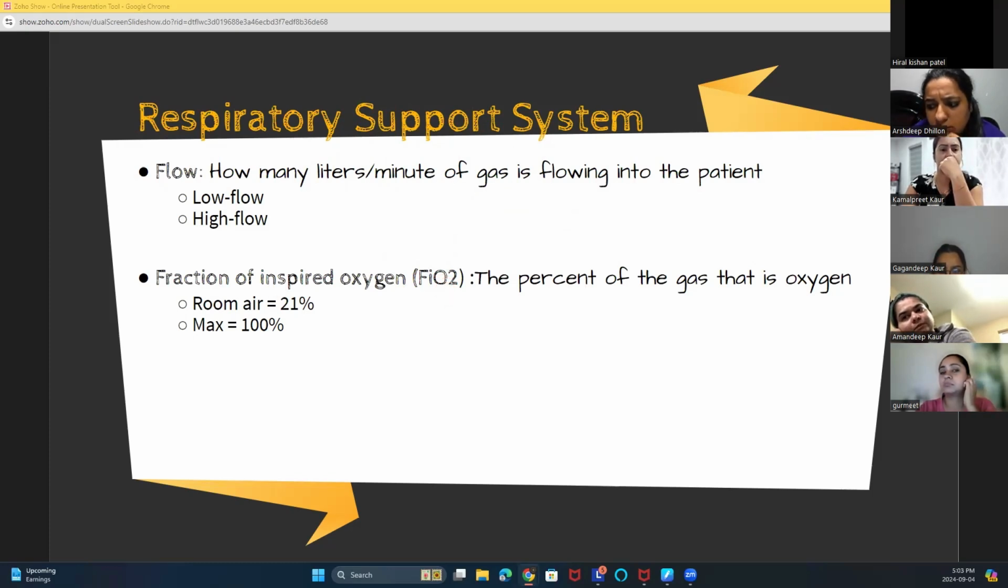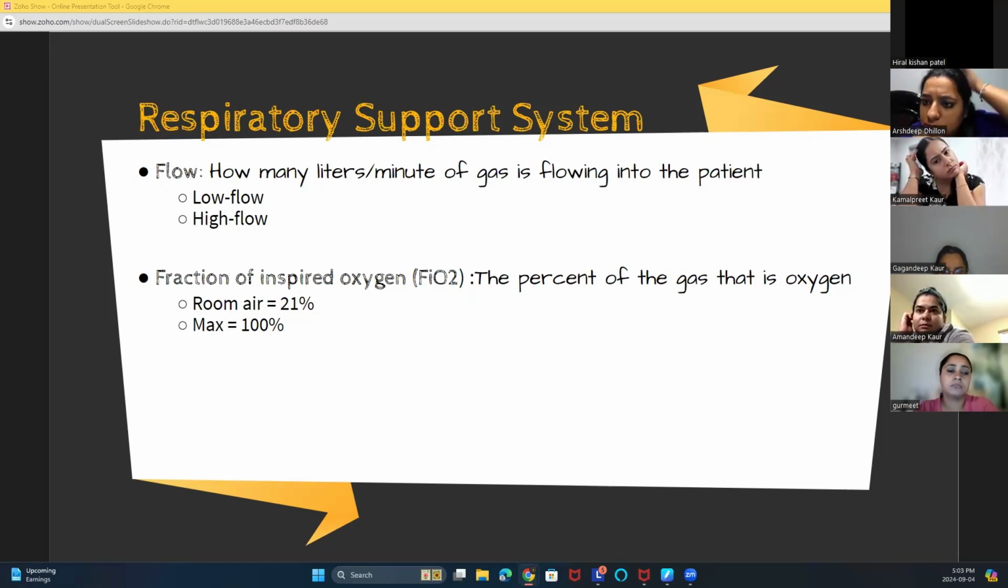Sometimes there are diseases when your SpO2 is so low, you are giving the oxygen through oxygen mask, you're giving this and that. Sometimes we need 100% of FiO2. Whatever the gas she is inhaling, the patient is inhaling 100%. It depends on different machines.